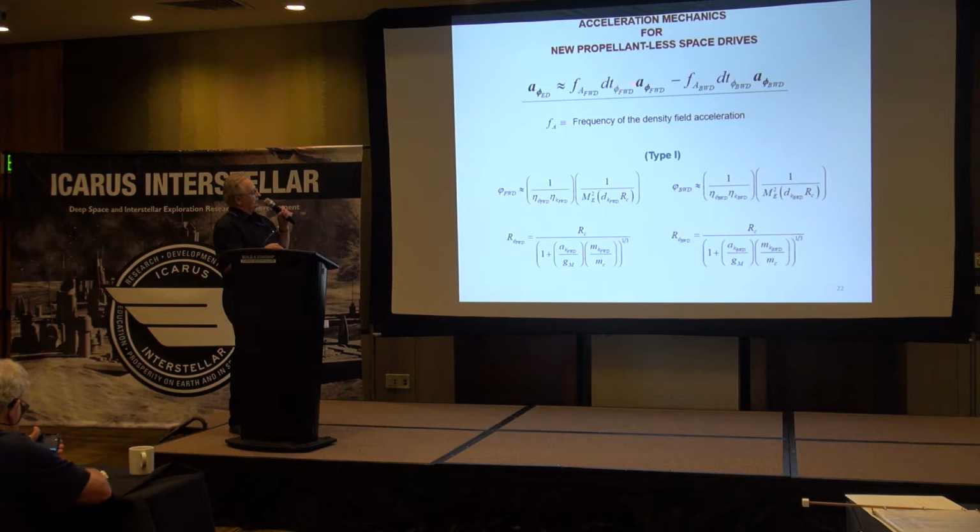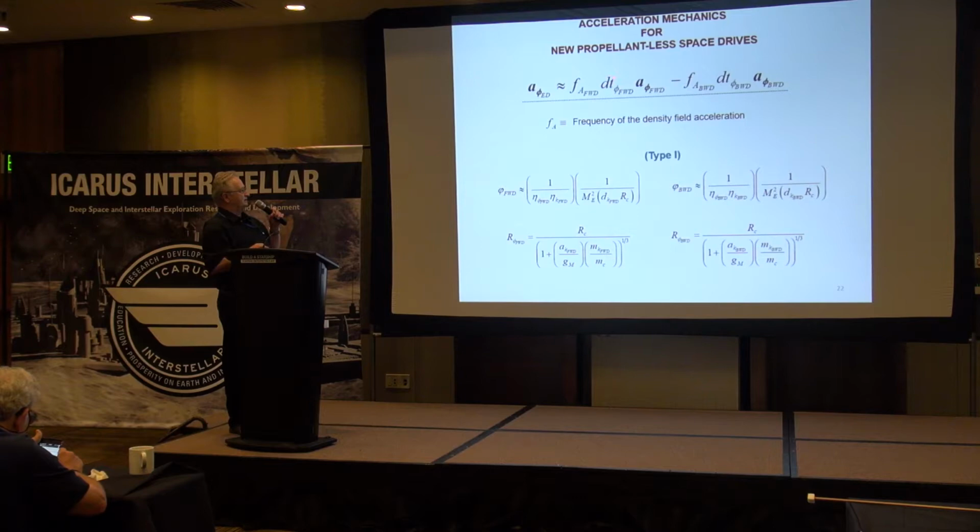So you have a forward acceleration and a backward acceleration, but you have to do that periodically, otherwise you won't get any acceleration out of it. So there has to be a frequency term, the frequency at which you're doing this. And because you put that frequency term in, you have to have a time term, and the time term turns out to be the time change of the density field itself rather than the time that you're applying your energy to the system. And these are just the generalized equations for that setup.